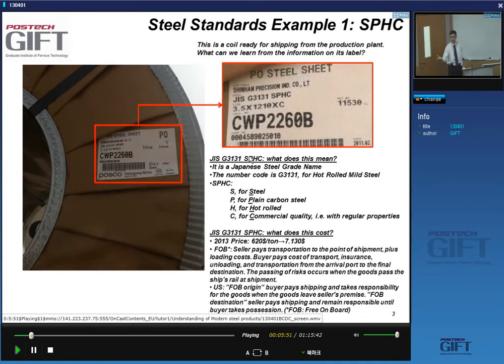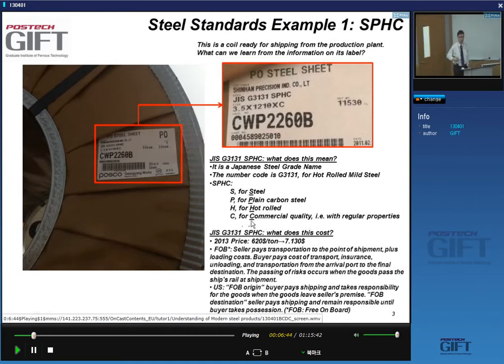And the actual information about the steel grade is in these four letters, S, P, H, C, where the S stands for steel, right? So you know that this is a steel product, not a copper sheet or aluminum sheet, yes? P means plain carbon steel, yes? So you know its property will mainly come from the microstructures that you can derive from the iron carbon diagram. H means that it's a hot rolled product, yes? And C stands for commercial quality. So commercial qualities are usually the basic qualities, yes, where you have regular properties. You'll see in a moment what we mean.